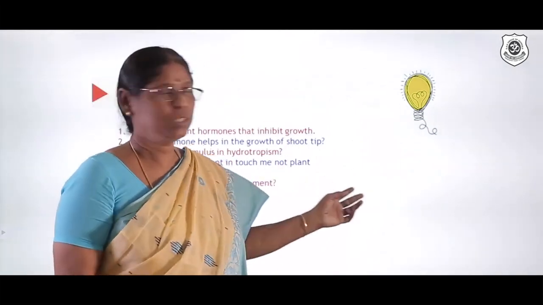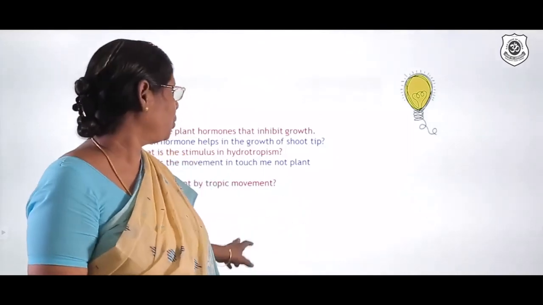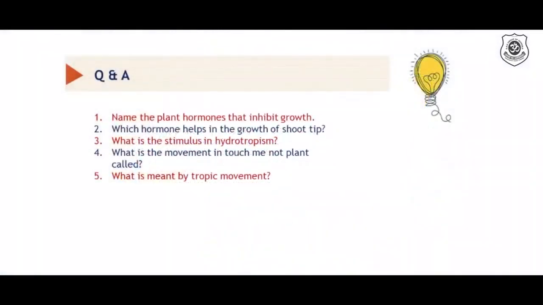Now let me come to the question part of this module. Can you tell the name of the plant hormone that inhibits growth? Just now I told you there is one hormone which will inhibit the growth of the plant. Can you name what it is? Yes, you have to wait for some time to get the answer. Which hormone helps in the growth of the shoot tip? Then third question, what is the stimulus in hydrotropism? What is the movement in touch me not plant called? And what is meant by tropic movement?